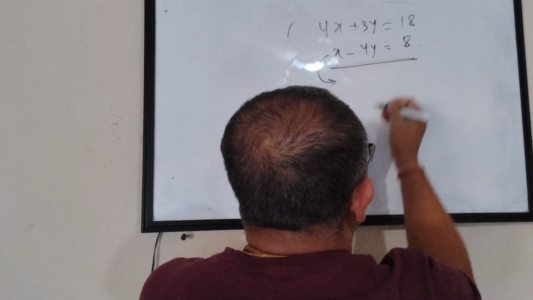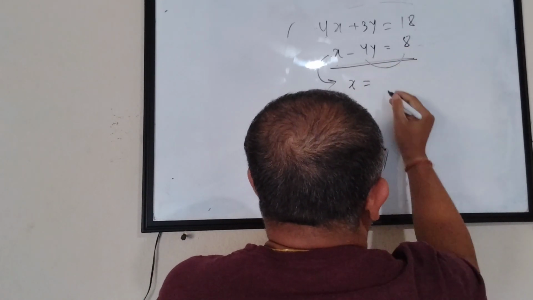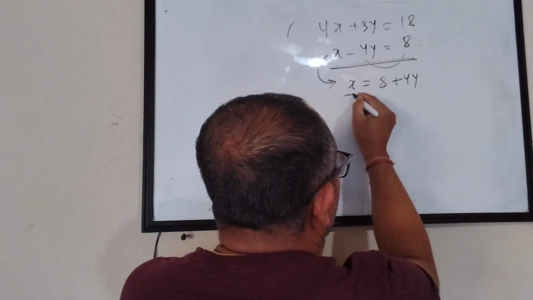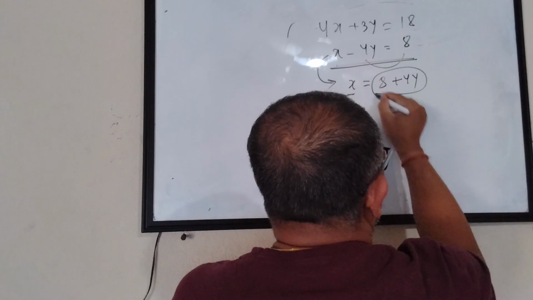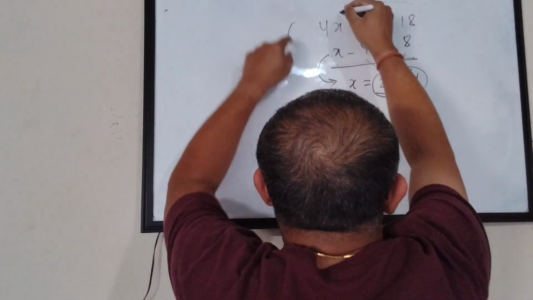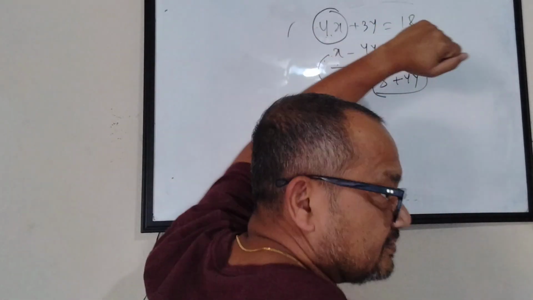x minus 4y equals 8. So if I keep x on one side, make this guy cross the border, it becomes 8 plus 4y. So I got the value of x in terms of y. Now look at this. I have the value of x in terms of y, meaning here in this part I can put the value of x, and everything becomes y.